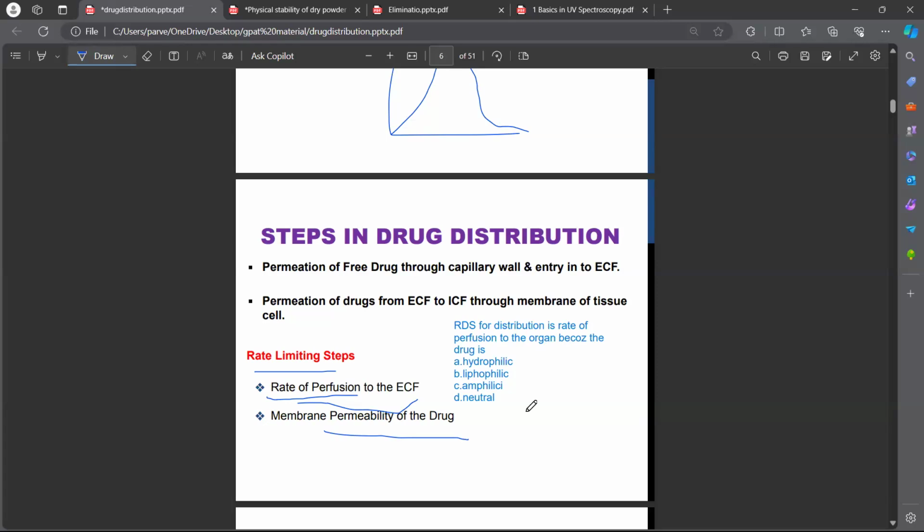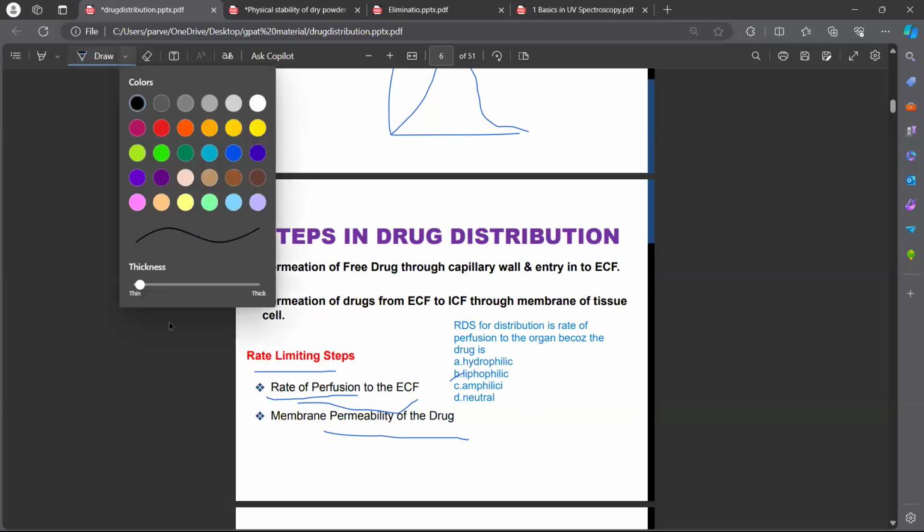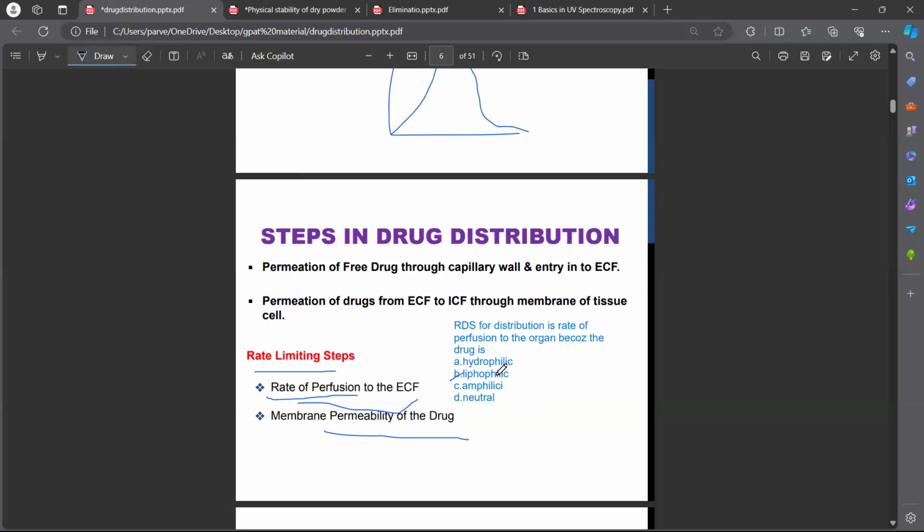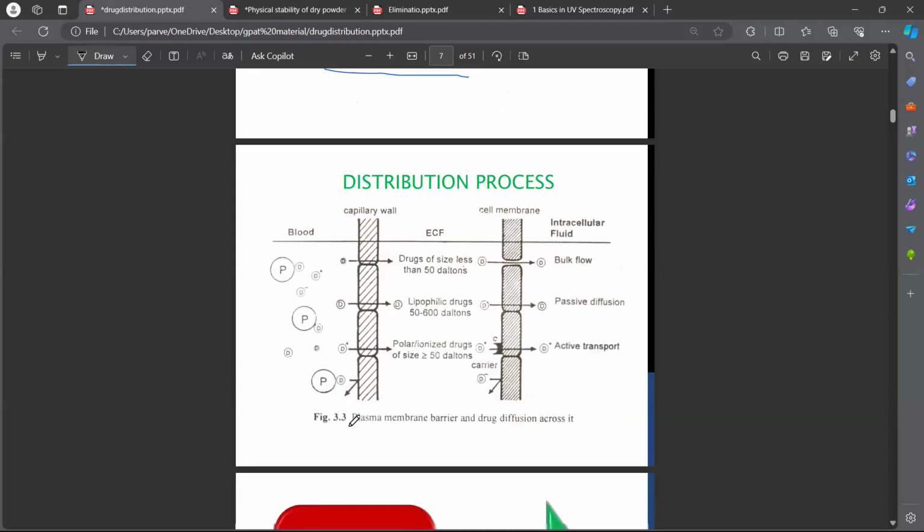First of all, whenever you get an MCQ, try to read it and understand the rationale. Great, guys. The option is lipophilic. Lipophilic drugs do not have permeation as a rate limiting step. They have good permeation, but their distribution depends upon the rate of blood flow to that organ. If the blood flow to that organ increases, their distribution to that organ also increases. So the answer is B. Membrane permeability, on the other hand, is the rate determining step for hydrophilic drugs.